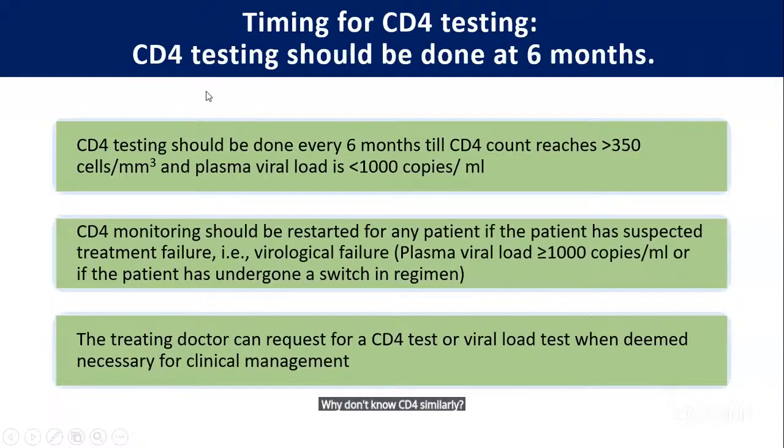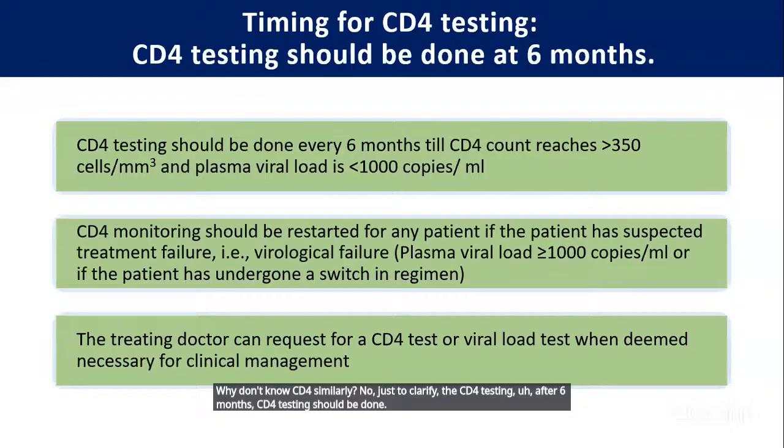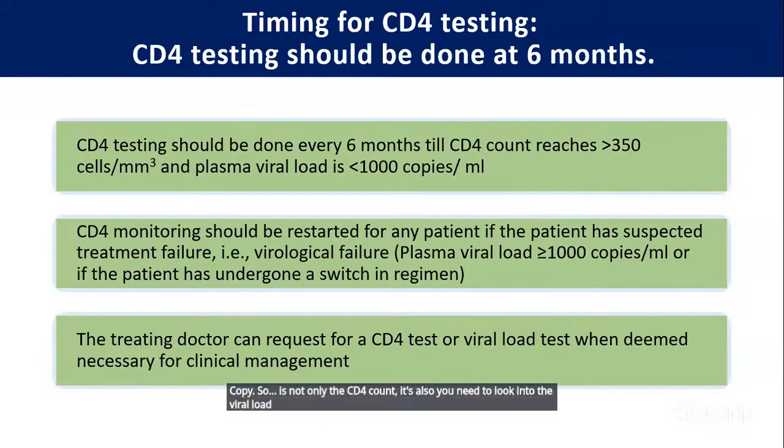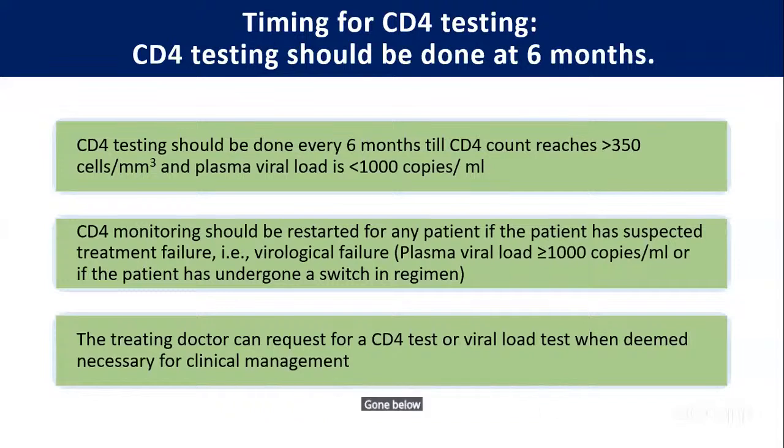Now, just to clarify the CD4 testing after 6 months: CD4 testing should be done every 6 months till the CD4 reaches above 350 and the plasma viral load is less than 1000 copies. So it's not only the CD4 count, you also need to look into the viral load, whether it has gone below the threshold of 1000.